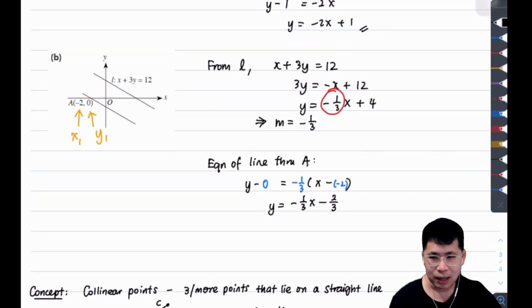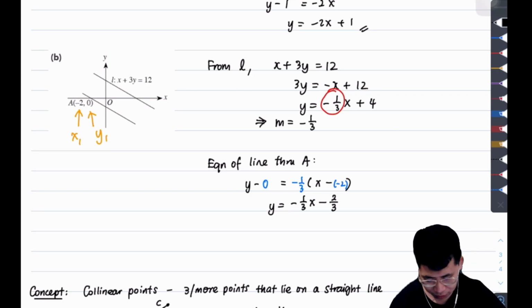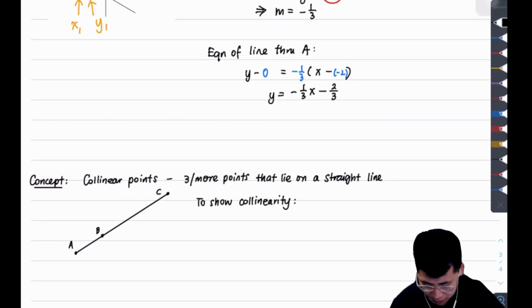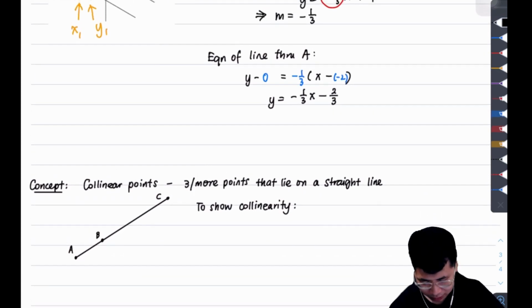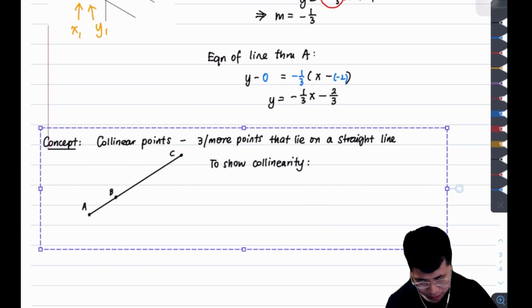Now with this in mind, this is the second type of equation that we can do, which is to use the gradient from another line to find the equation of a new line passing through another point not on the line. Okay, so with this, let's move on to the final bit of concept over here, which is to look at your collinear points.